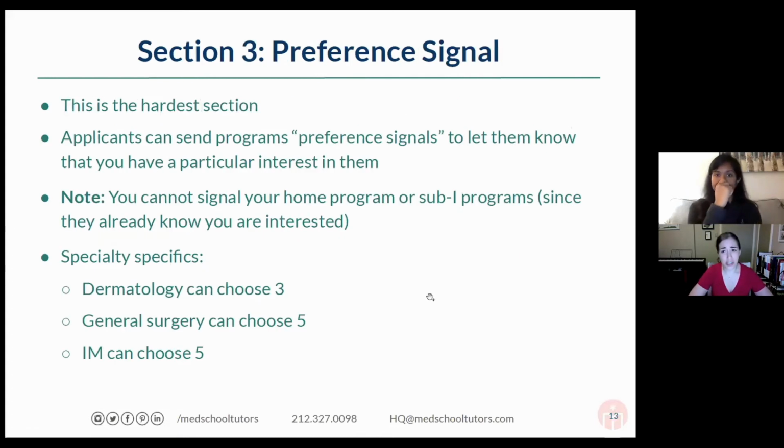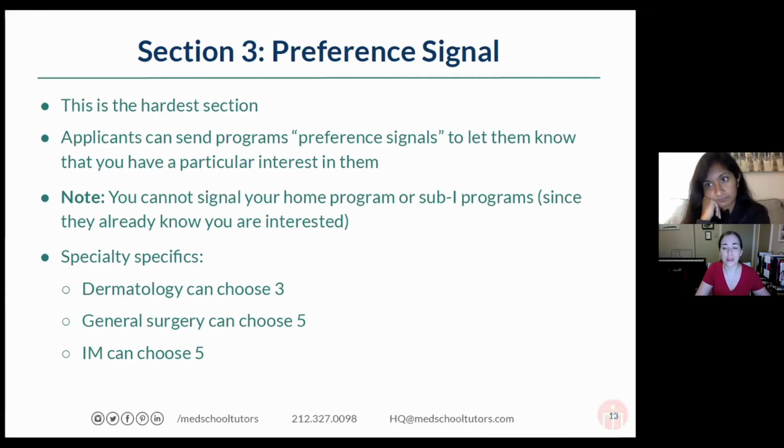Okay, section 3. This is the one that I think is the hardest. And it's also the hardest, I think, for us to give advice, because it's going to be very individualized how to approach this. The overall thought is that you can signal to specific programs that you're very interested in them. A big caveat here is that you cannot signal to your home program or sub-I programs.